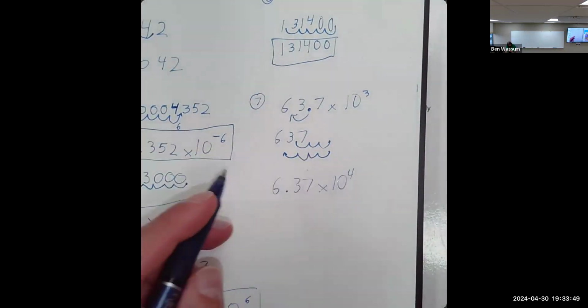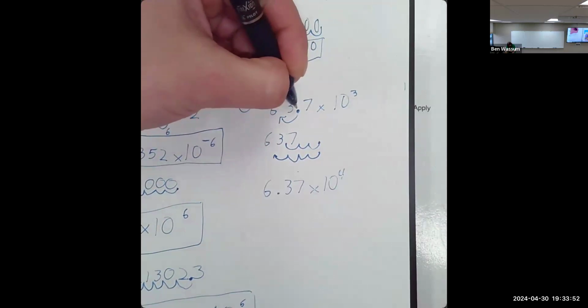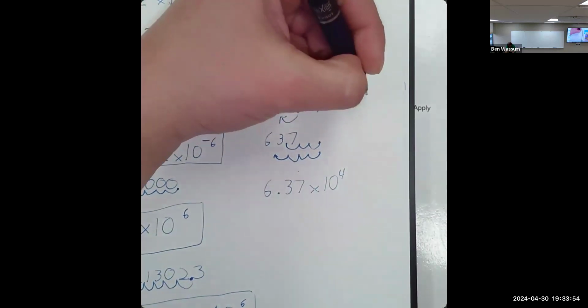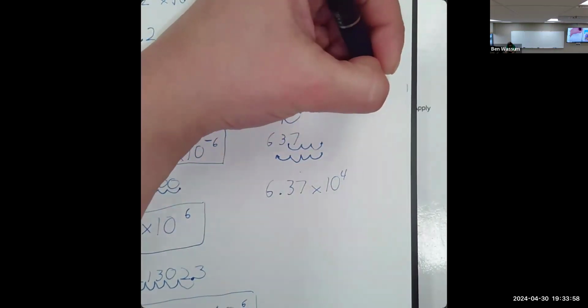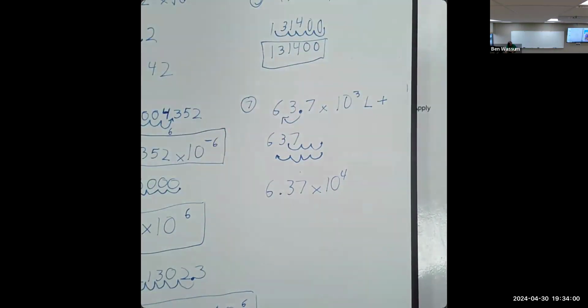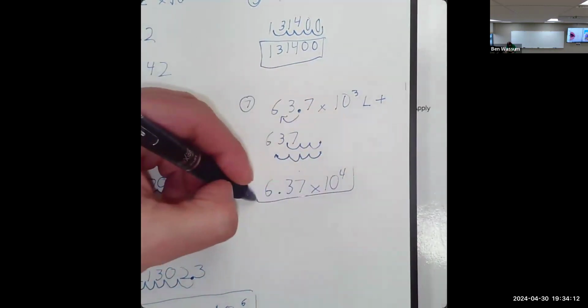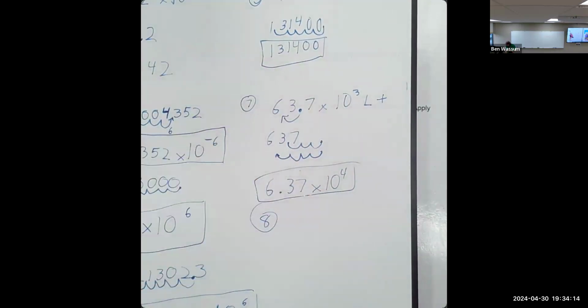What we can do is we can kind of commit that to memory and say, oh, okay, so if I'm moving to the left, then I'm going to add to my power. Chances are that's going to work the same the other way around if I'm going to the right, right? But the next problem puts that to the test. .02 times 10 to the 8.